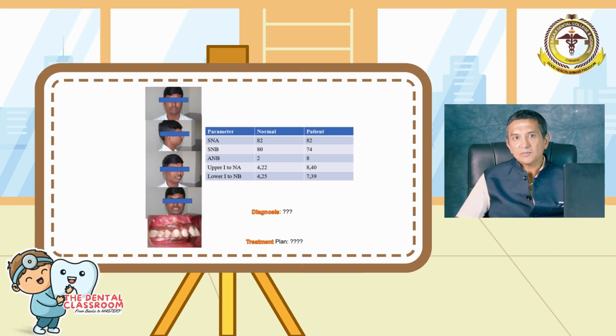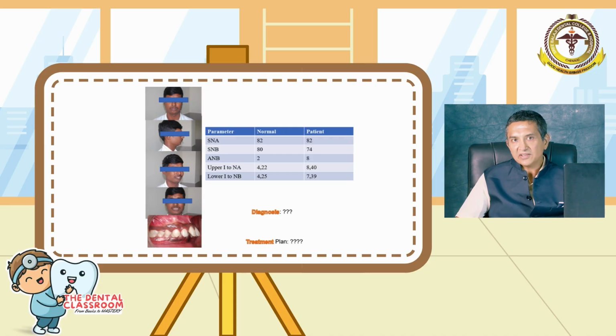We can see that the normal value of the SNB is 80, and for this patient it is 74. So we can say that the mandible is deficient, correct? And then we see that for ANB, a normative value of 2 to 4 degrees indicates class 1, and here we got 8 degrees, which we can say is a very severe form of class 2, and we also go to the dental parameters.